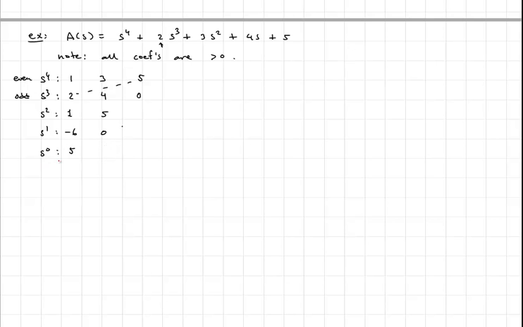So we have a sign change from here to here, from a 1 to minus 6, and a sign change from a minus 6 to a plus 5. So we say, therefore, there must be 2 roots with positive real parts.